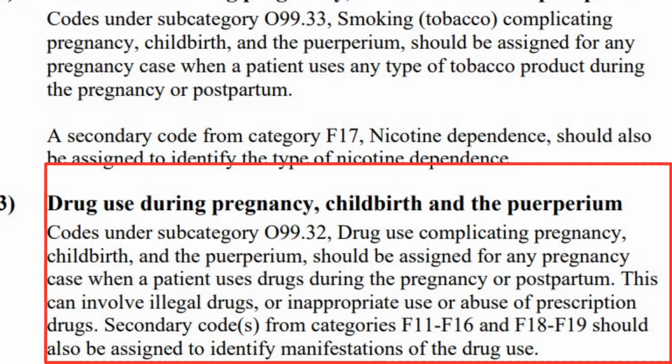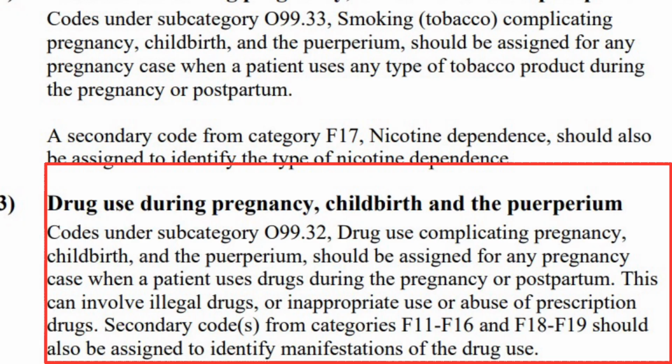Likewise, for tobacco use during pregnancy, there is a series O99.33, which is smoking, tobacco complicating pregnancy, childbirth, and puerperium. Additionally, you'll be coding F17, which is nicotine dependence. Same goes for drug use during pregnancy, childbirth, and puerperium. There is a diagnosis O99.32. When the patient is using drugs during the pregnancy and during the postpartum state, you'll be coding O99.32. Also, if those drugs are illegal drugs or inappropriate use, or even prescription drugs, if the patient is abusing, then in this scenario you'll be coding O99.32.